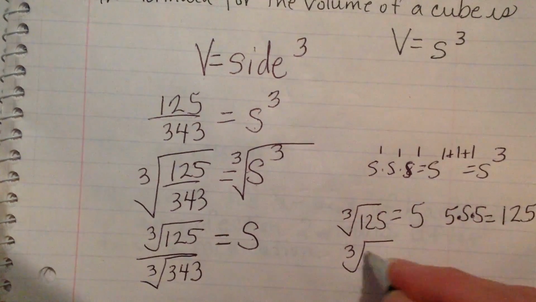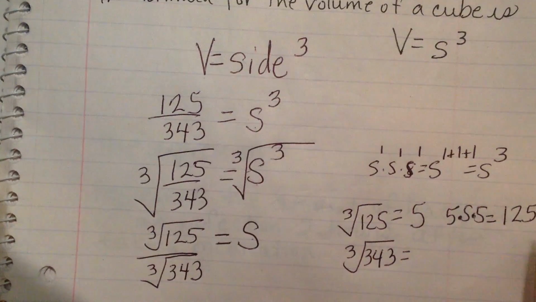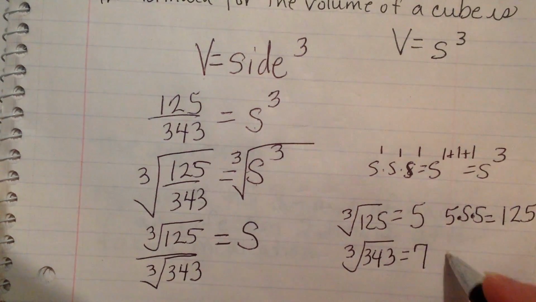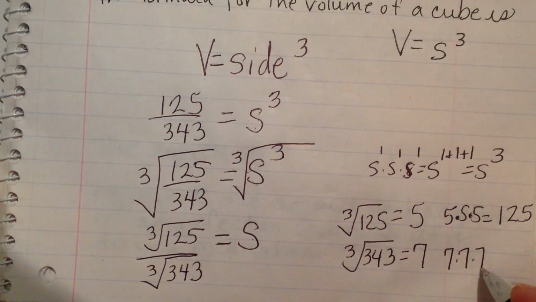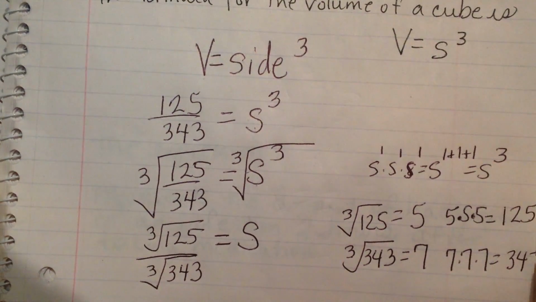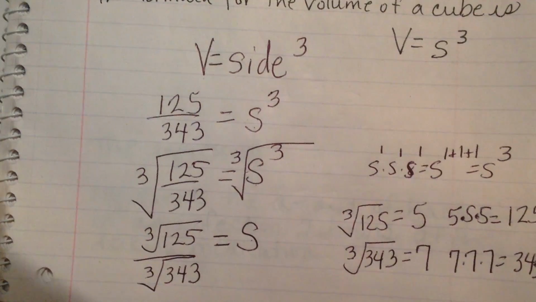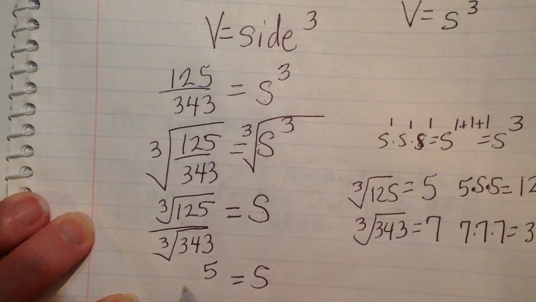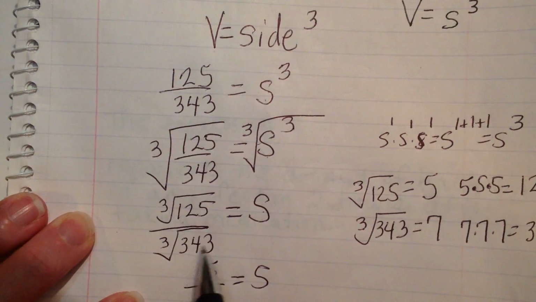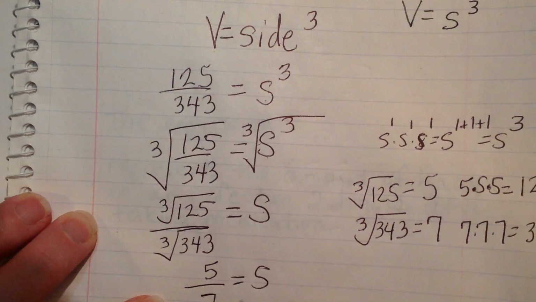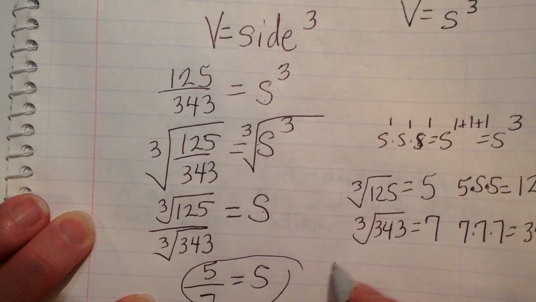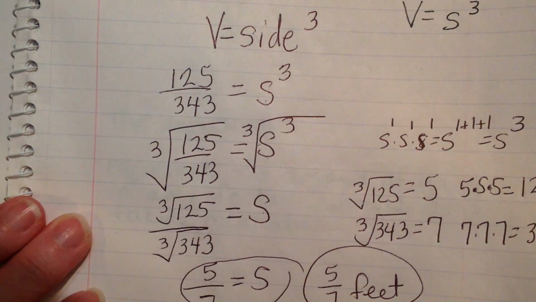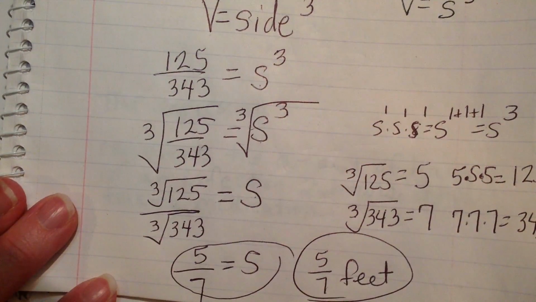Now, the cube root of 343, if you punch in your calculator, the cube root of 343, it is 7, because 7 times 7 times 7 gives you 343. So, therefore, we have S is equal to the cube root of 125, which is 5, and the cube root of 343, which is 7. So your answer would be 5/7, and that is 5/7 feet. So that would be your answer to that problem, 5/7.